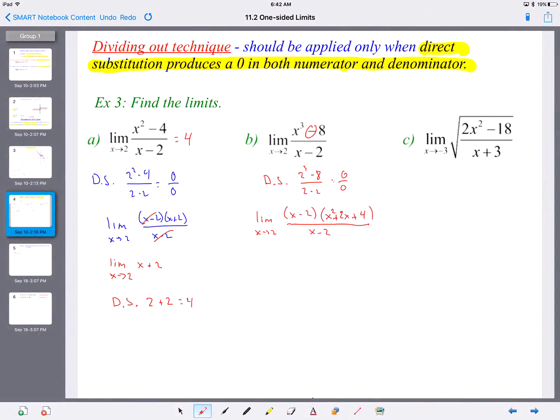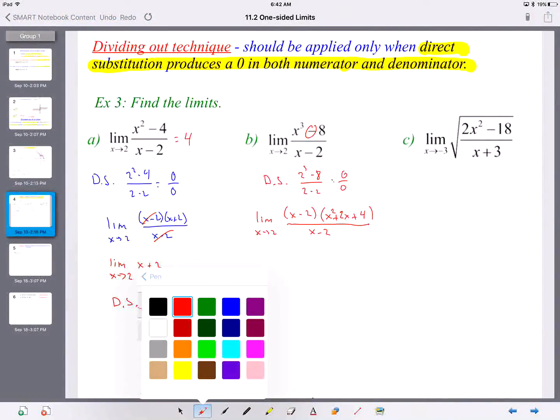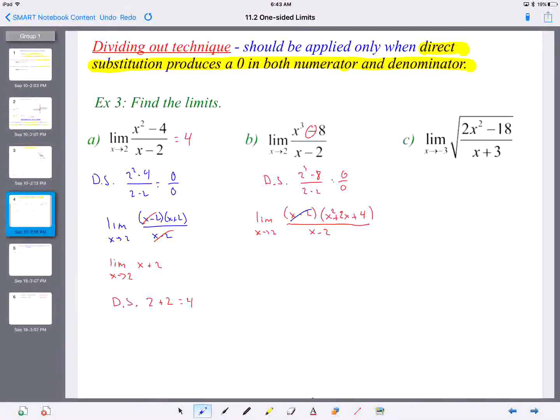And then you have x minus 2 on bottom. So once again, what do you see? You see that factor of x minus 2 canceling. That's why we got the direct substitution of 0 over 0 up here. And so we're left with the limit as x approaches 2 of x squared plus 2x plus 4.